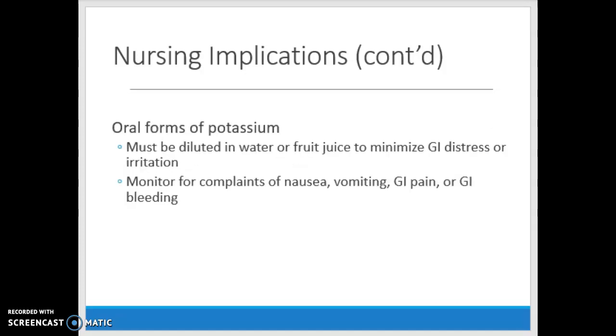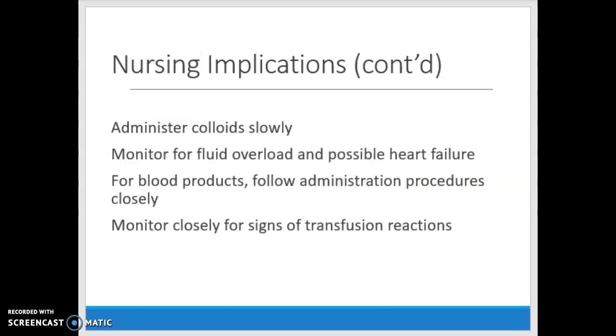Oral forms of potassium must be diluted in water or fruit juice to minimize GI distress or irritation. So we're going to monitor for complaints of nausea, vomiting, GI pain, or GI bleeding. We administer colloids slowly. Remember, they have a protein in them, and we don't want to cause a rapid fluid shift. With all of our fluids, whether it's crystalloids, colloids, or blood products, we always want to monitor for fluid overload and possible heart failure.